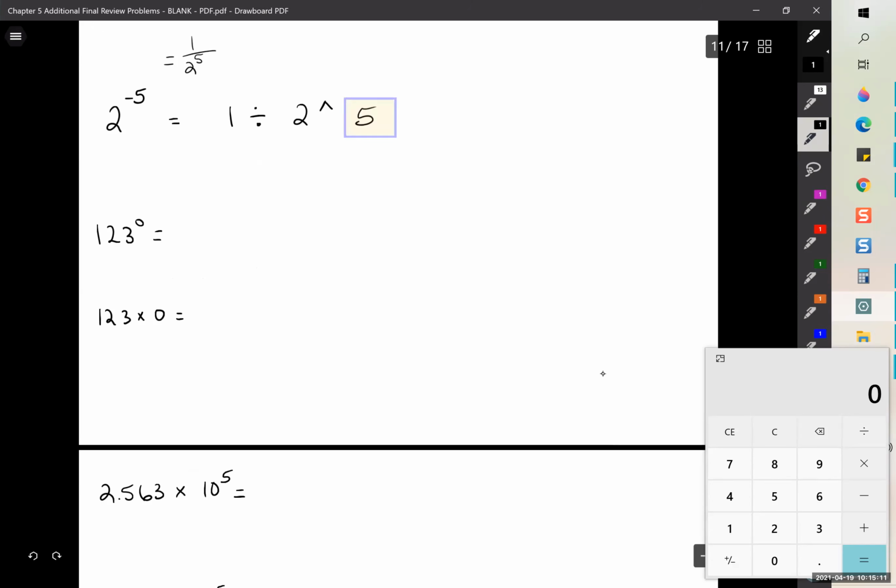And take a moment to think about this distinction. 123 raised to the 0 versus 123 times 0.